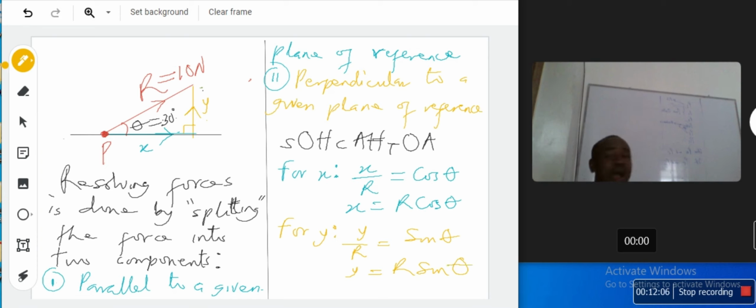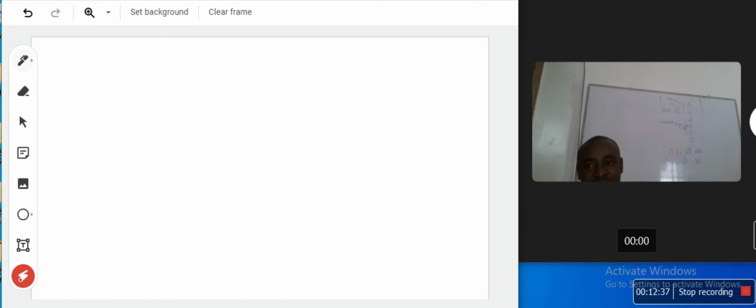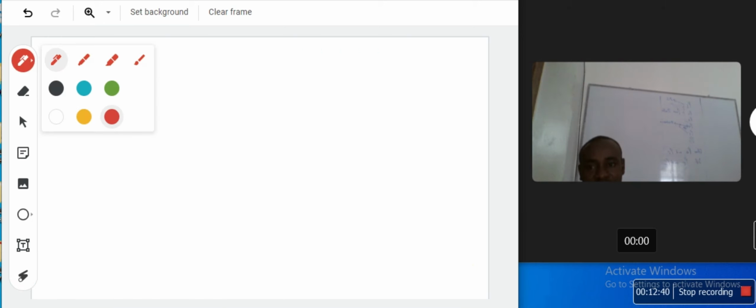The simple idea is the side that is adjacent to the angle that is under consideration will be R cos theta. That is the resultant force you are splitting, cos that angle. Now the side that is opposite to the angle under consideration will simply be R sin theta. All right, let's take a simple example. You can find me on the next page.